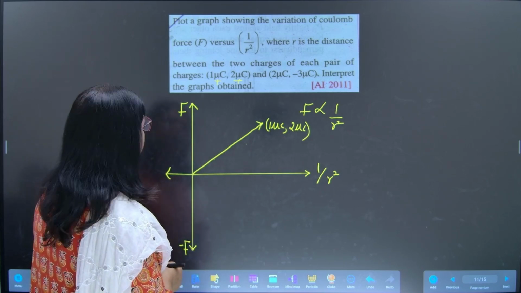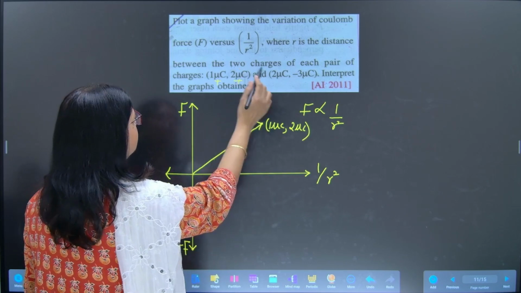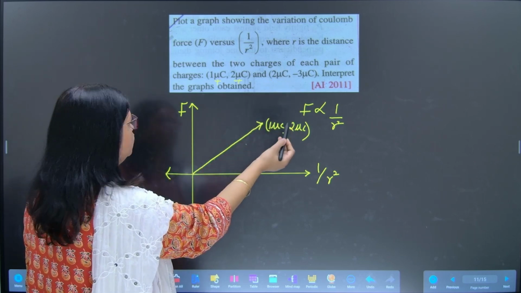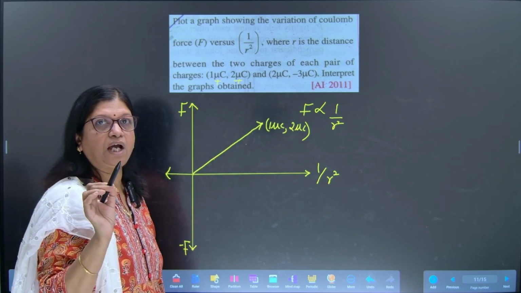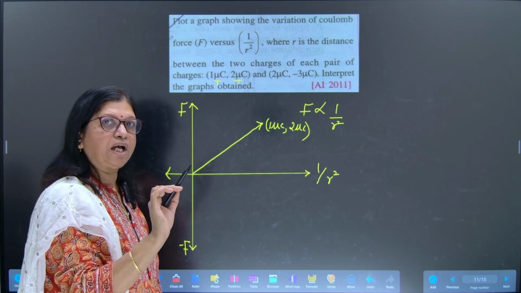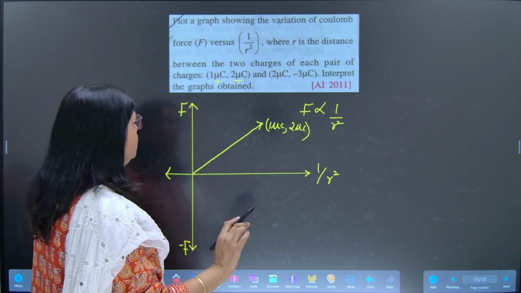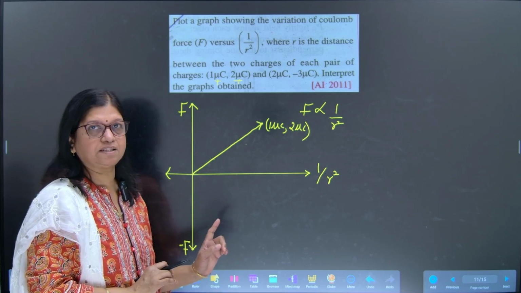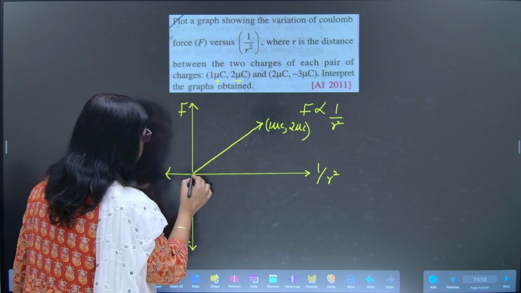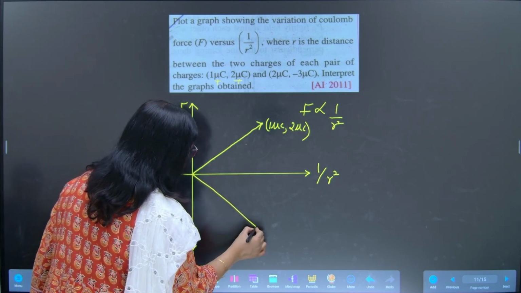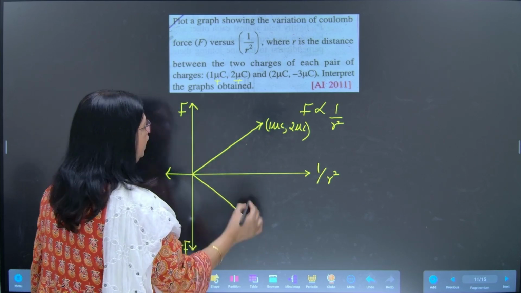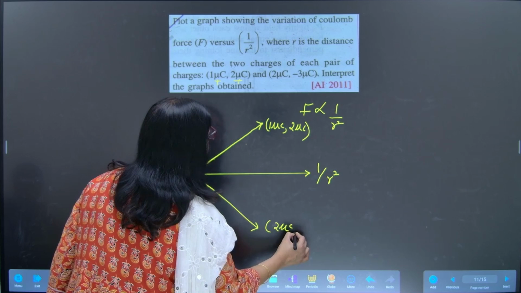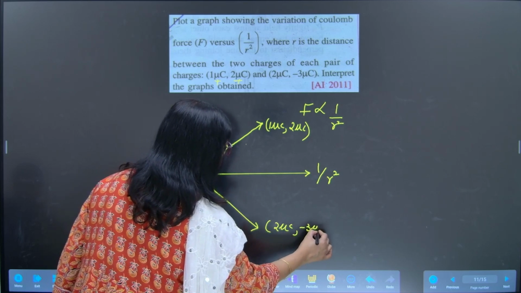Now we have another point which is given to us as 2 microcoulomb and negative 3 microcoulomb. It means that one of the charges is negative and the other charge is positive. So the force which we have on the graph is definitely going to be negative. So we plot a graph in the fourth quadrant. Okay, so we can write it as 2 microcoulomb and negative 3 microcoulomb.